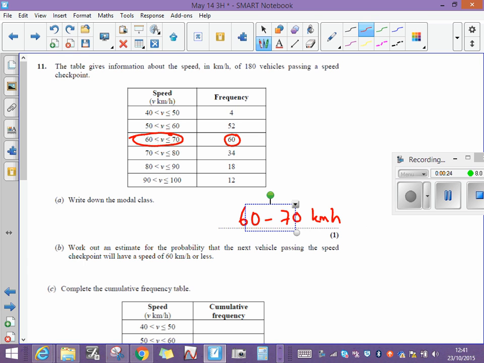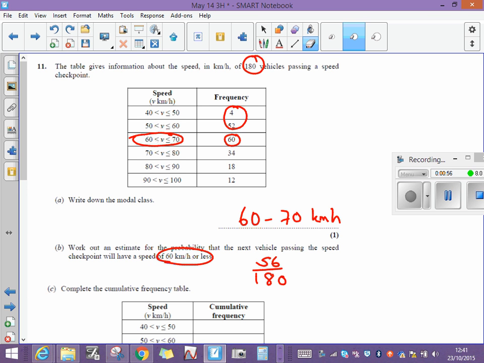Okay, so we're now going to estimate the probability that the next vehicle has a speed of 60 kilometers or less. If we look at this question, we have 180 vehicles, and of those vehicles, the ones which are travelling at 60 kilometers an hour or less are these ones, the 4 and the 52. So the probability, and it is only a probability, that the next one that comes along is going to be going at less than 60, is going to be 56 out of 180. You can simplify that if you like, or you can just leave it like that.